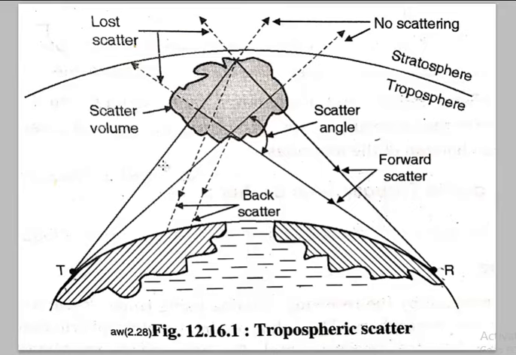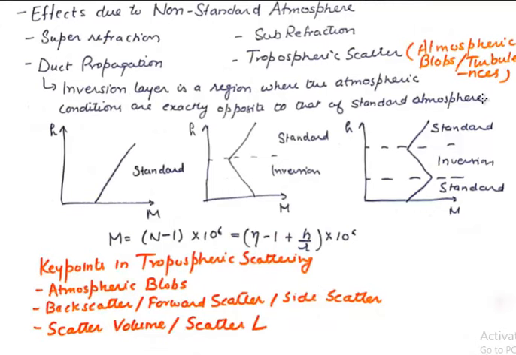And any wave which is incident at this scatter volume stays here. The wave scatters in this region and is available to be caught by any receiver. If the receiver is receiving the signal from this scatter volume, it will receive all the signal which was transmitted to this scatter volume. So scatter volume could be thought of as a buffer space which is created in the troposphere because of the irregular atmospheric conditions or turbulences.